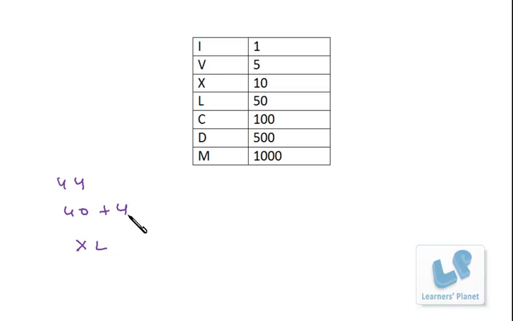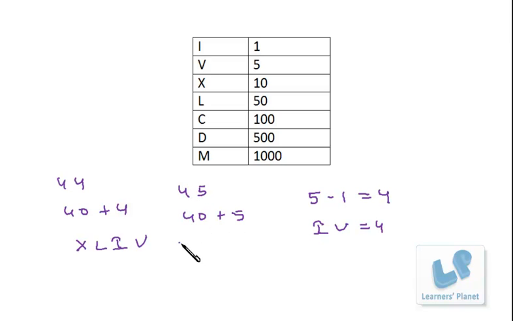Further, I cannot write I for 4 times. So what will 4 be? It's 5 minus 1, that is 4. If I write I before V, it will be 4. Okay. So it's 40 plus 4, that is 40 is XL and 4 is IV. So it's 44. Okay. Now 45, it's 40 plus 5.